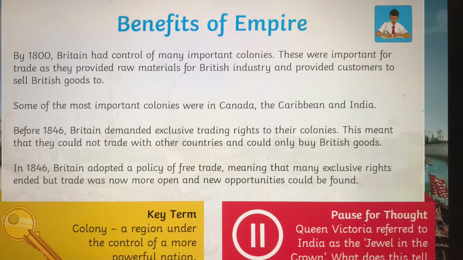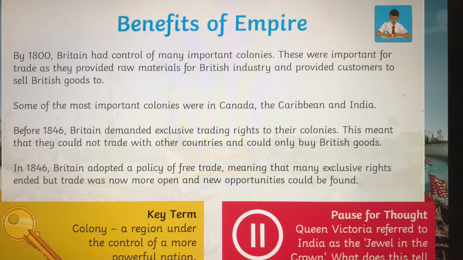Now, before we move on, it's important to know what a colony is. A colony is a region under control of a more powerful nation. All these commonwealths of Britain, Canada, Australia, they were all colonies of Britain. So they were far less powerful than their home country.